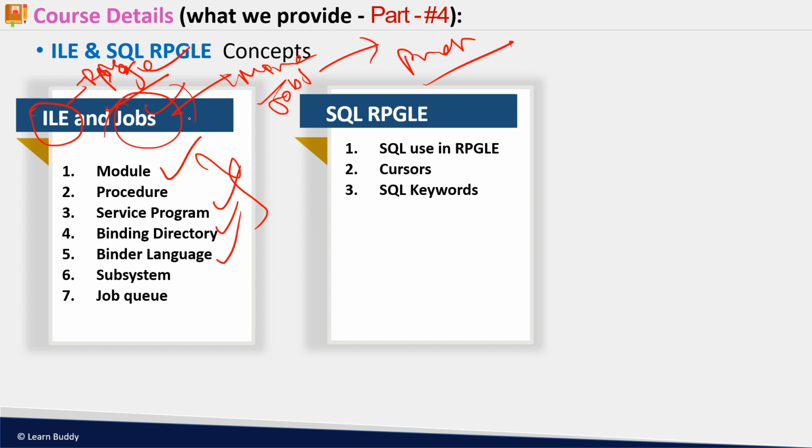So those concepts we'll discuss in the jobs. What are the jobs, how many types of jobs are there in the AS400, and if any job has failed, how can we analyze it? Okay, those things.